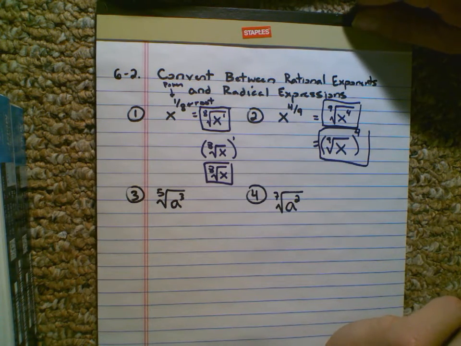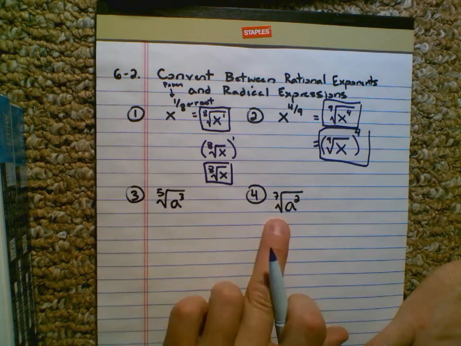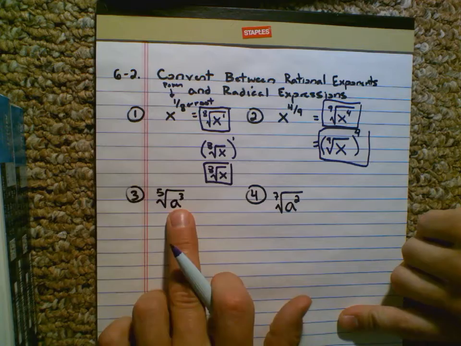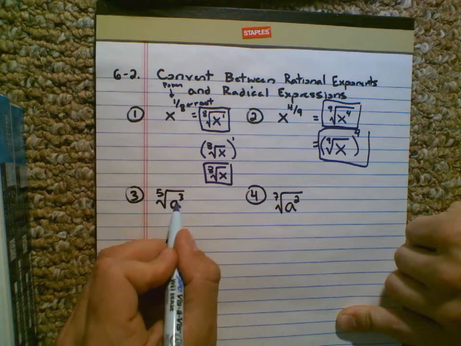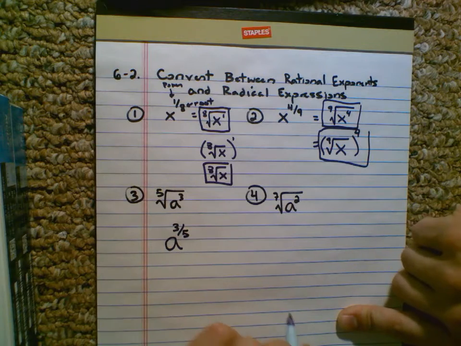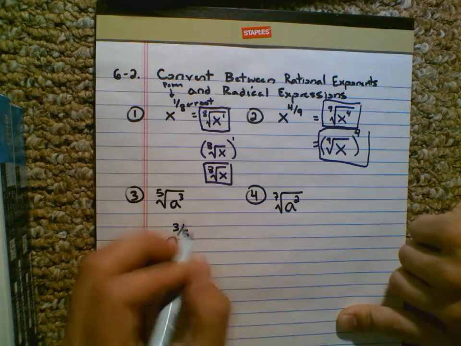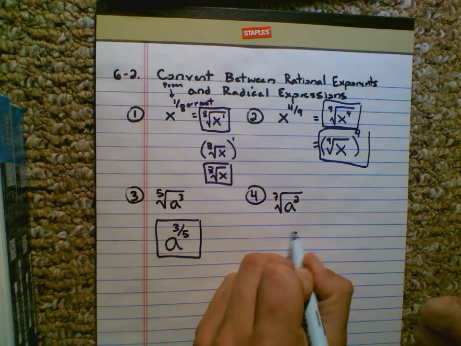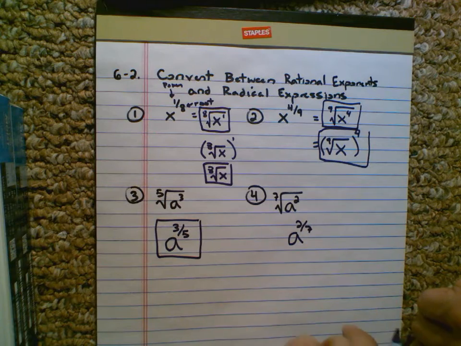Now, we're going to look at two examples of going the opposite way. So here I have two radical expressions. I want to know what these would look like if they were rational exponents. Well, my base is an a, so I know the base of the exponent is going to be an a. My power on the a is 3, so my top number is a 3. My root is a 5, so the bottom number is a 5. So the 5th root of a to the 3rd is a to the 3/5. Similarly, if I had the 7th root of a squared, my base is an a, the power is a 2, the root's a 7, so I know that's going to be a to the 2/7.